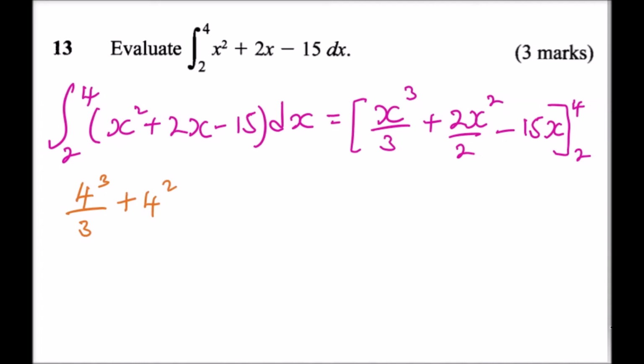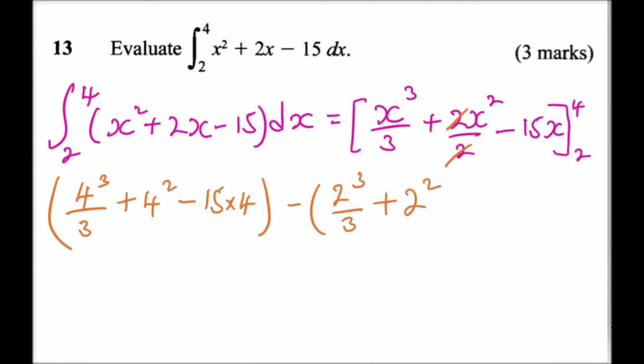We substitute, because here you divide 2 by 2, that's why we are getting 4 squared, minus 15. You multiply by 4. The dot represents multiplication. So you close the bracket. Then you say minus, you substitute 2 for x. So we have 2 cubed divided by 3. Then we have plus 2 squared. And then we have minus 15 multiplied by 2. So you close the bracket.